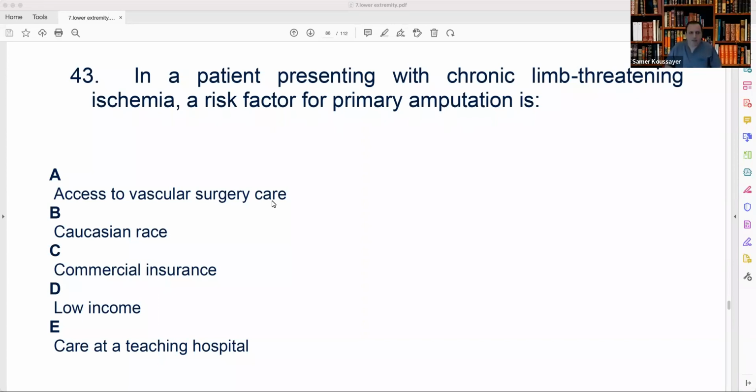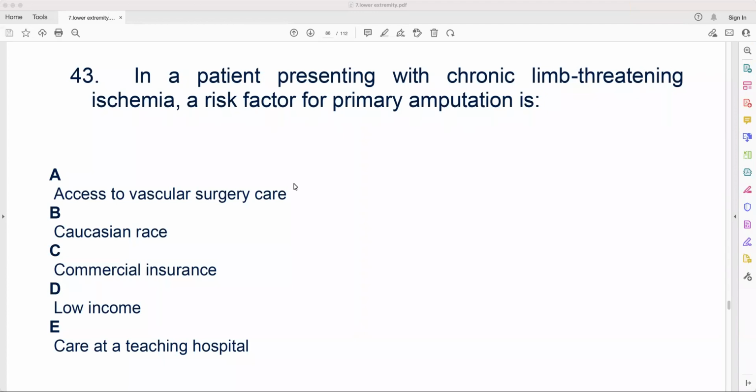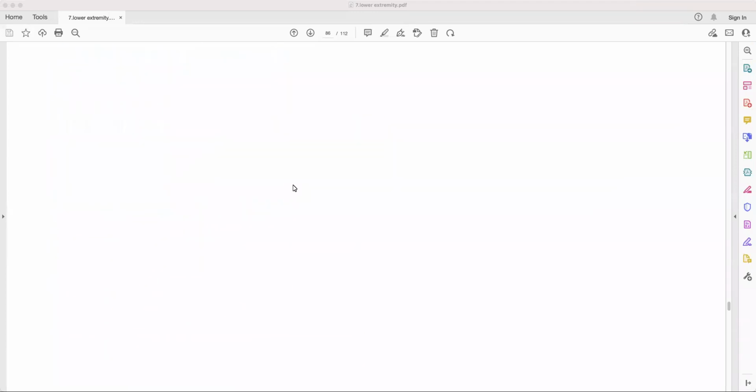Low income, I think this is a problem. If you have low income, no insurance, or are homeless, unfortunately it's a bad reality, but there is a higher chance you may end up with amputation. Teaching hospitals are always more science-based, so they always give the best care. So if you were to choose, you choose D, but I think it's not a good question anyway, so don't worry about it.